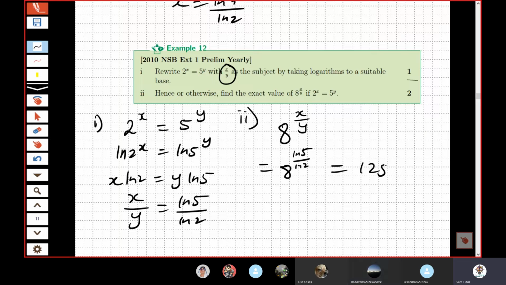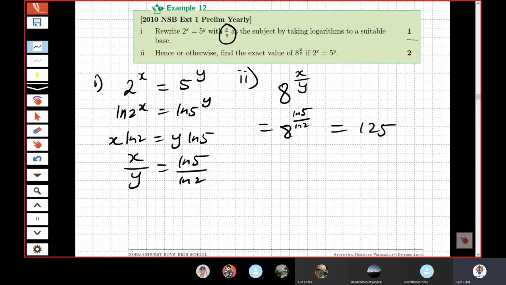$125. Yeah, I thought so. 5 cubed, 125. All right. Easy, easy stuff.